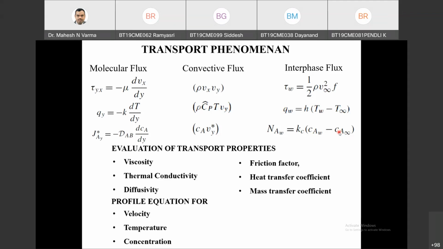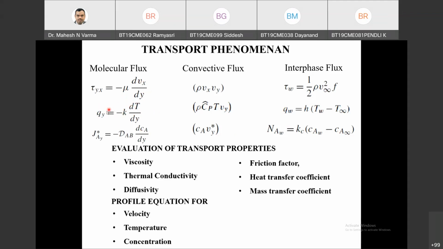You might have heard this hundreds of times, but nowhere have we seen that thermal conductivity equals viscosity, or temperature equals velocity, or concentration equals velocity. It is not so; equal is different and similar is different. So what are transport analogies? They will equate the areas.